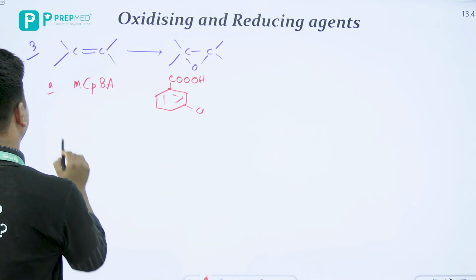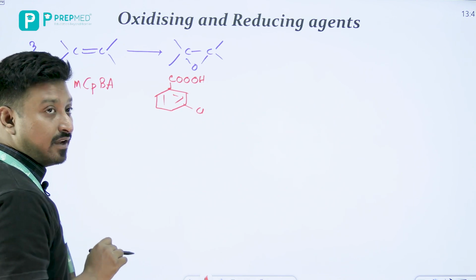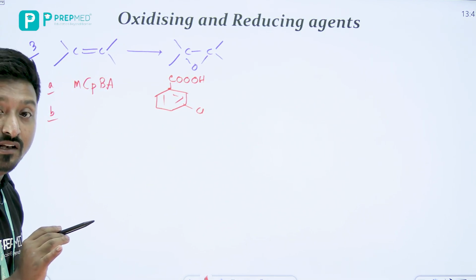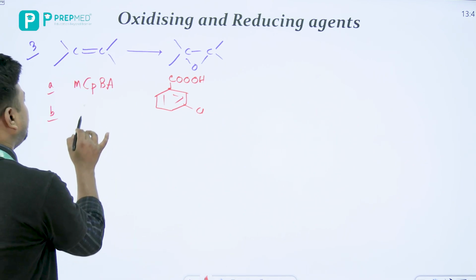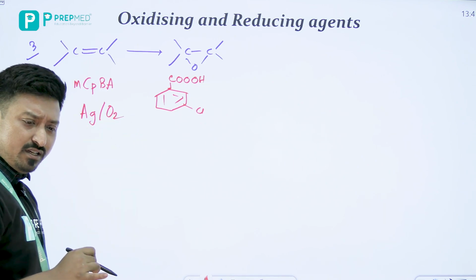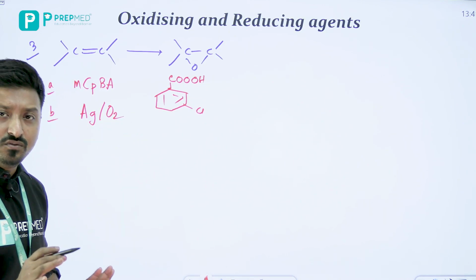Metachloroperbenzoic acid. Okay, what else can we use here? We can also use silver oxide. We can also use silver in presence of oxygen, which will convert into silver oxide. So these are the two convenient methods.